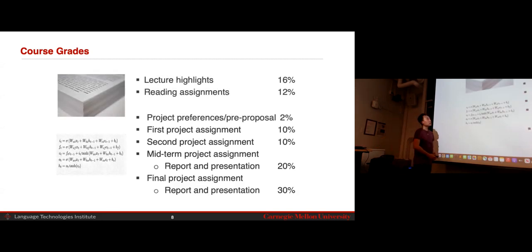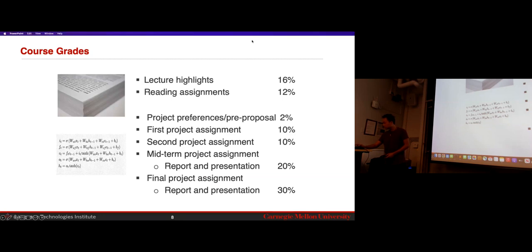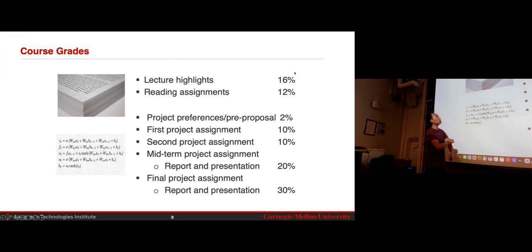So in terms of grading, again, 16% for lectures, 12% for readings, and 72% for the course project, roughly divided into several milestones: the proposal, the first and second midterm assignments, and the final assignment.